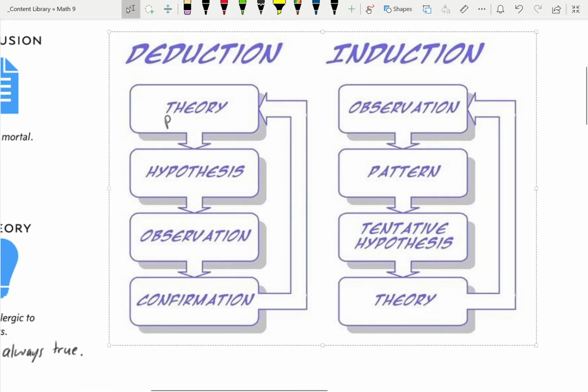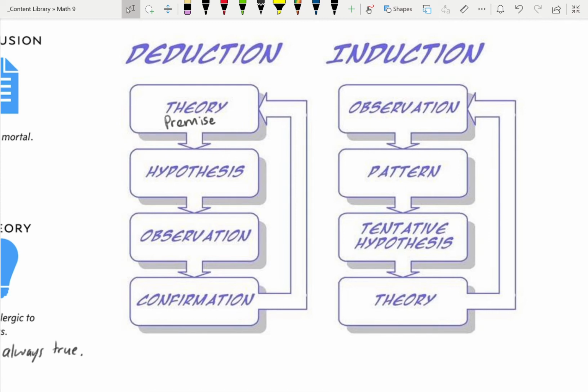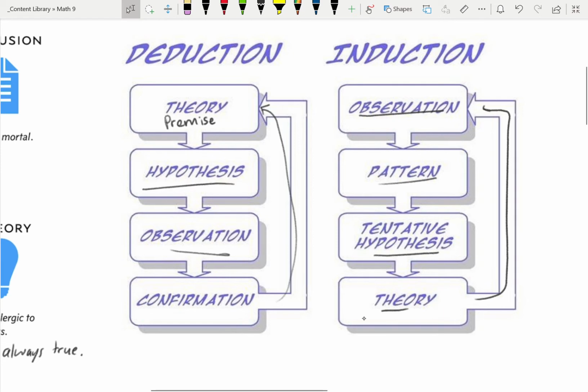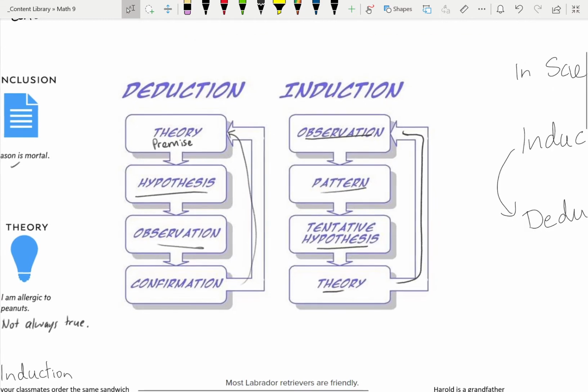Another way we can think about it is deduction. We start with a theory or a premise. We make a hypothesis. We observe it, and then we confirm it, and then we can go back here and keep going around. For induction, I make an observation. Notice how the observation was near the bottom. I make a pattern, I make some sort of hypothesis, and then I have a theory. It comes back around and I can test that theory. Notice how in both cases we have a hypothesis and a theory, but we're coming about them in a slightly different way.